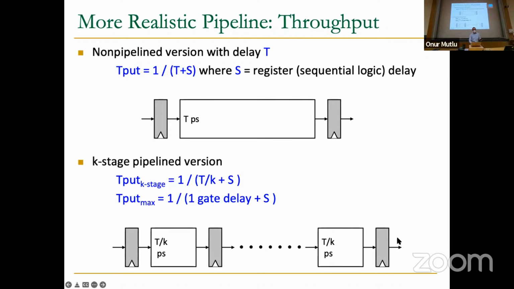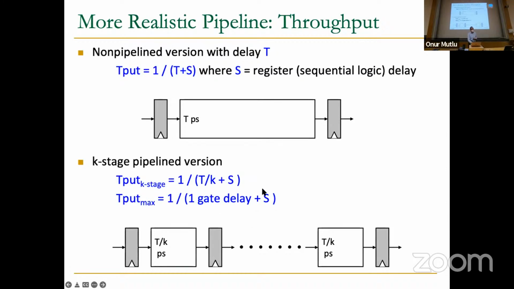And if you have a k-stage pipelined version, assume that this is still t over k. We're perfectly balancing the pipeline. Nice. That's not true, as we said, but we're assuming that. So your throughput of a k-stage machine looks like 1 divided by t over k plus s. The sequencing overhead still stays the same. Ideally, minimal gate delay is 1 gate delay, and this is your ideal throughput. So you basically approximate 1 divided by 1 plus s. Okay, so your throughput can be very high, basically.